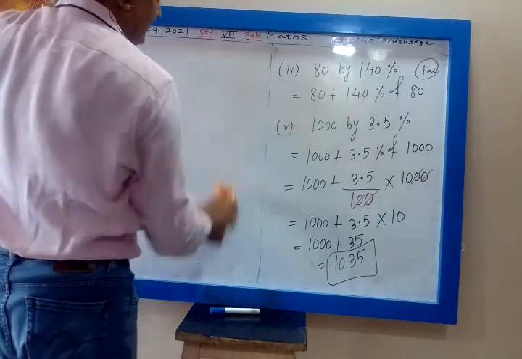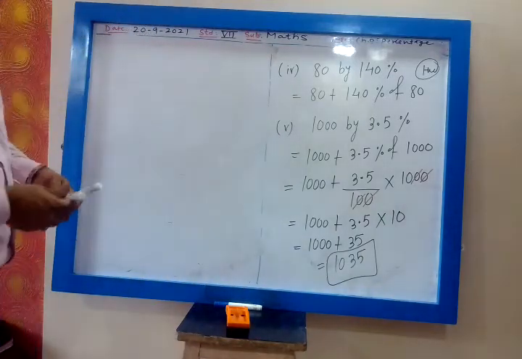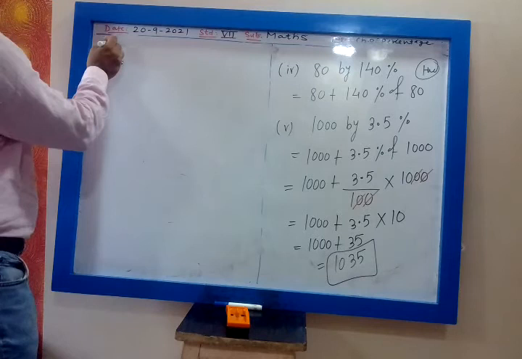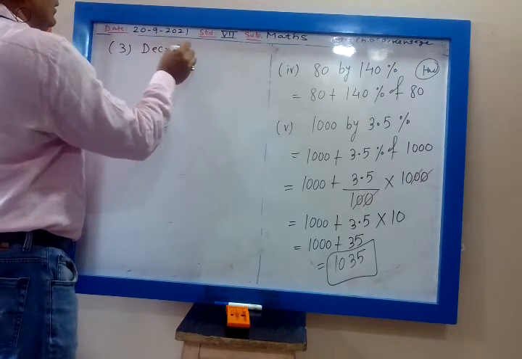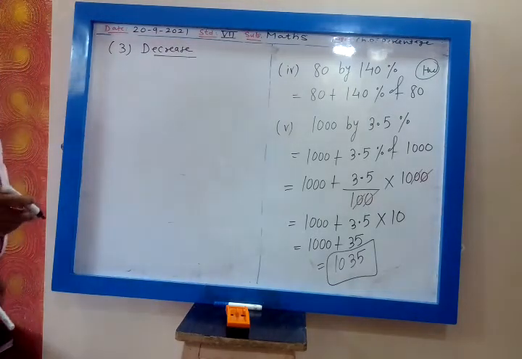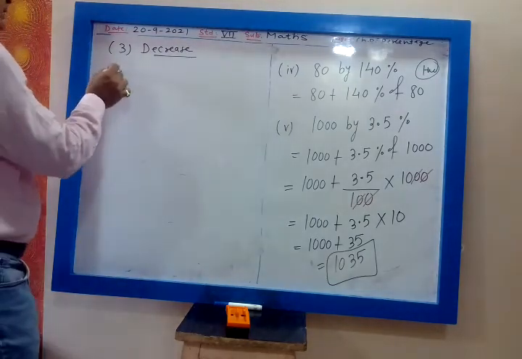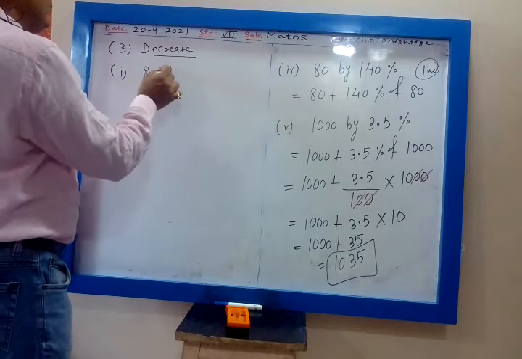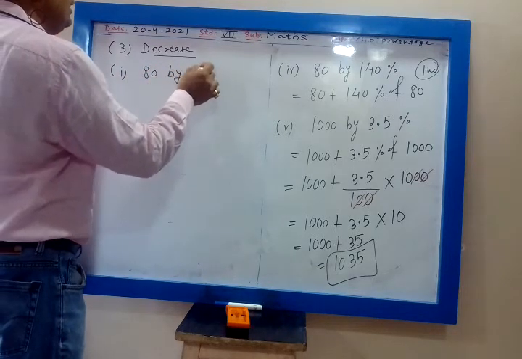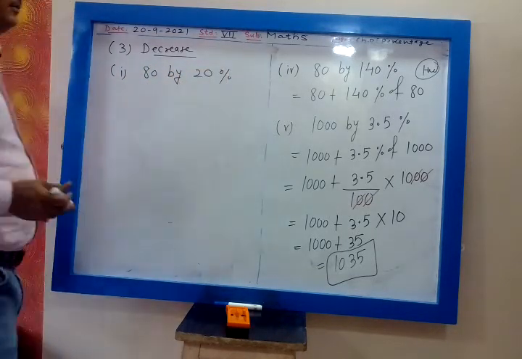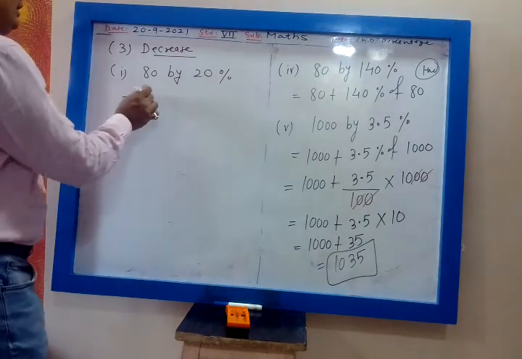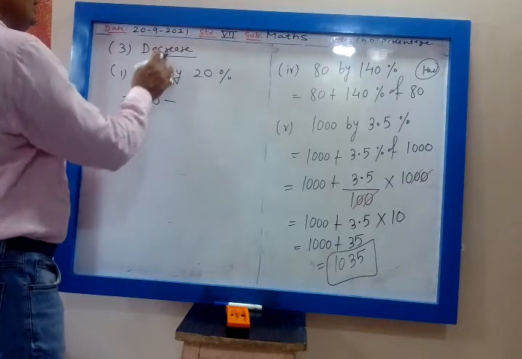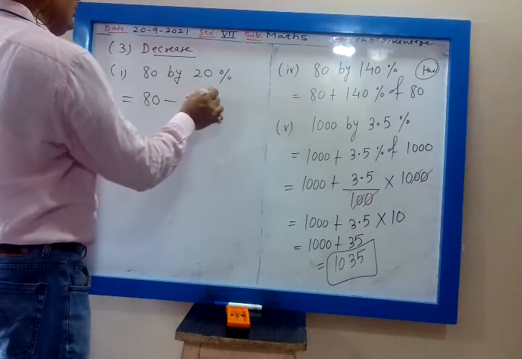Now let us see decrease. Third one, decrease. Decrease means minus. Now decrease 80 by 20% first. Same thing, same concept. Now it is decrease. So you will write 80 minus 20% of 80.